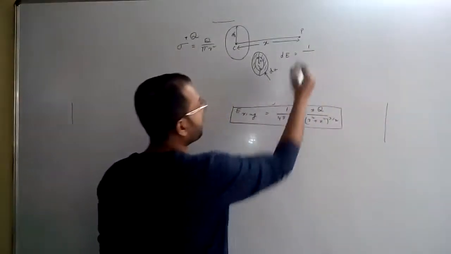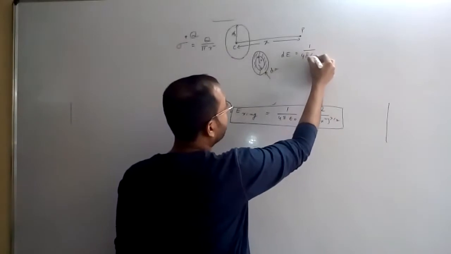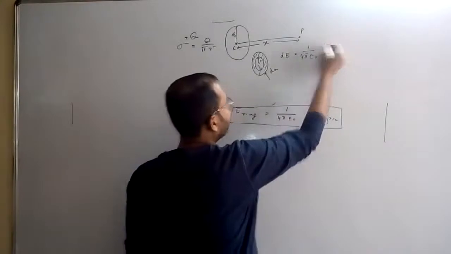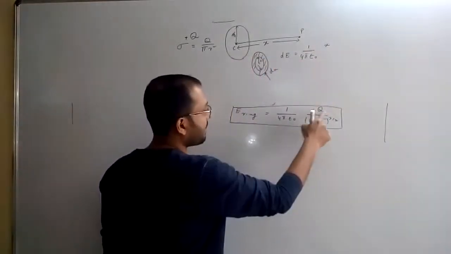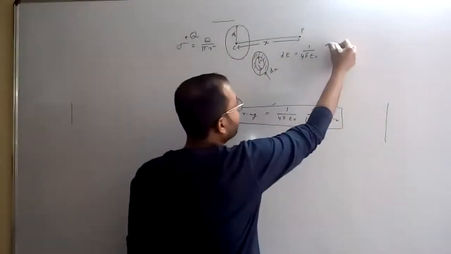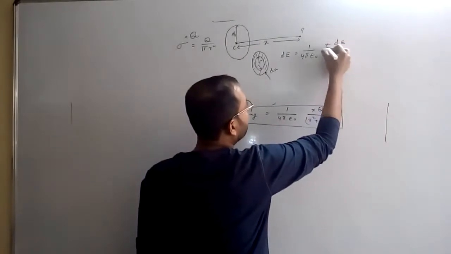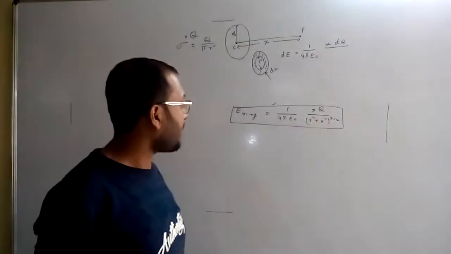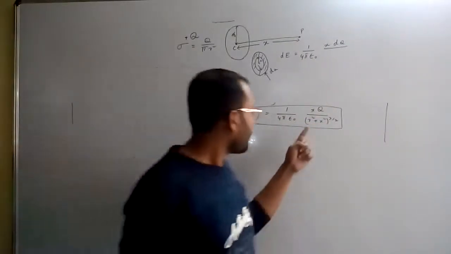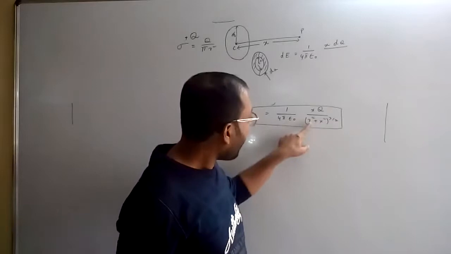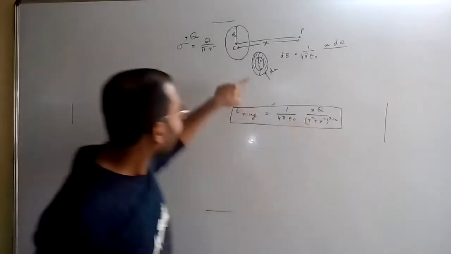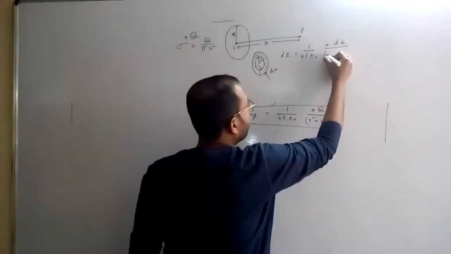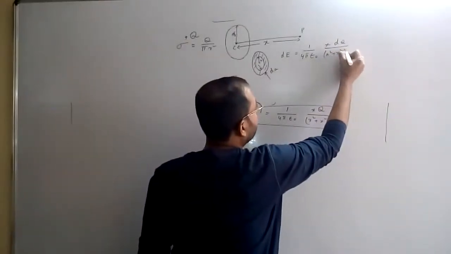Just simply rewriting this formula, the constant that I get is 1 by 4 pi epsilon naught. Well, x is just x, it's this distance. Q becomes dq, it's small charge, divided by r squared plus x squared to the power 3 by 2. Now if you remember, in case of that ring, r was the radius of that ring. In this case, the ring I am talking about has a radius a. So the denominator becomes a squared plus x squared to the power of 3 by 2.